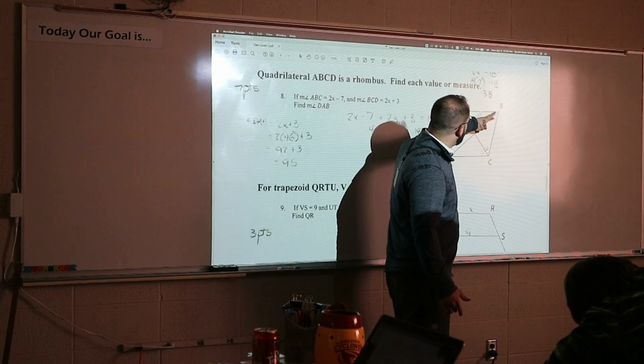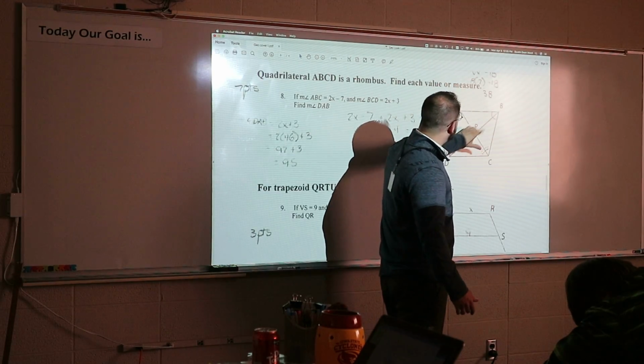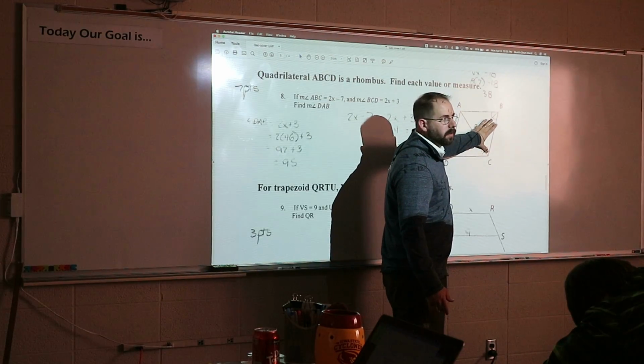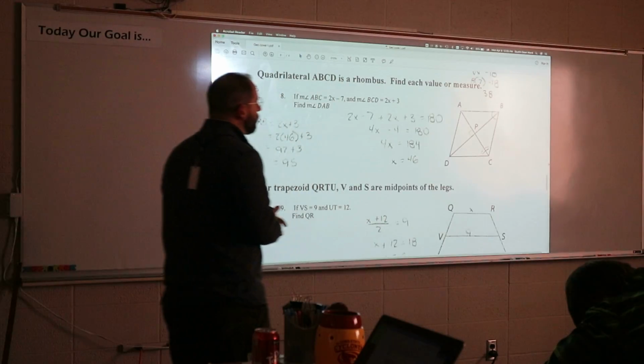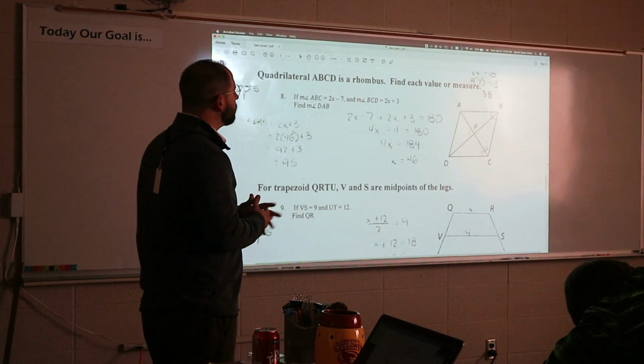You can see it. So the only thing that you should know, since this is a rhombus, these angles have to add up to be 180. That was one of, it's called consecutive angles, it's Theorem 6.5. The angles add up to be 180 on the inside.